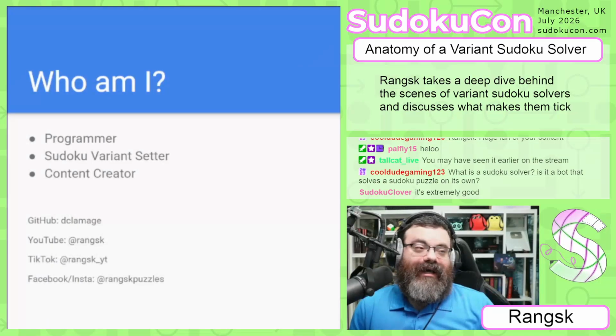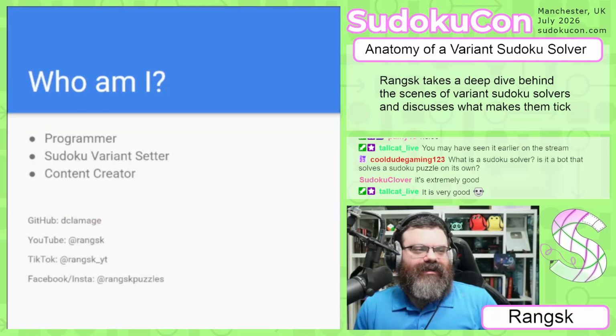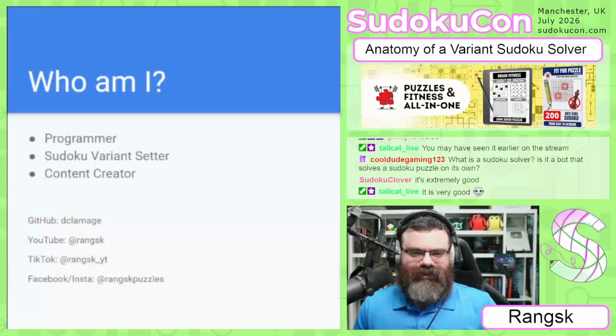So let's start with this. Who am I? Well, I go by Rangsk online. These are my various handles. On GitHub, that's where you can find all of my various open source projects, many of which are Sudoku solvers. There's one in C Sharp, which is my most popular one. I also have a partially implemented Rust port of that solver, which can also compile to WASM. And then I have a TypeScript solver, which has been contributed to by others as well, especially GraceFu.